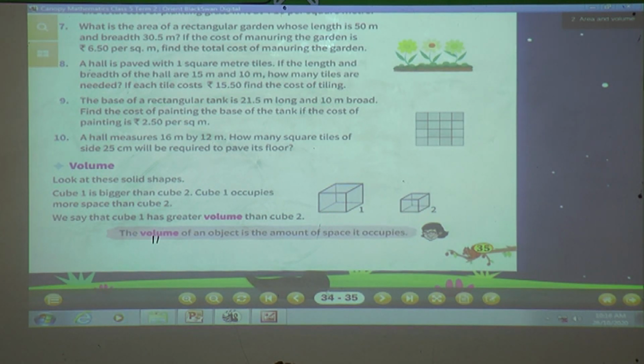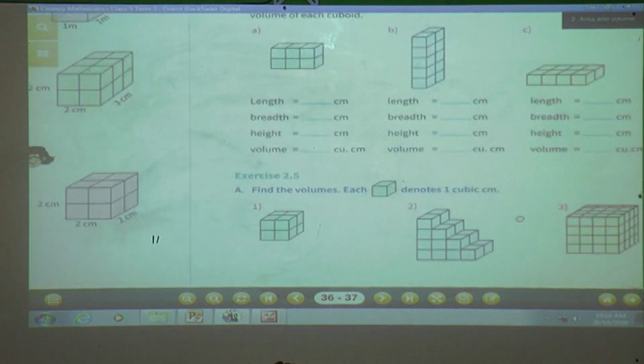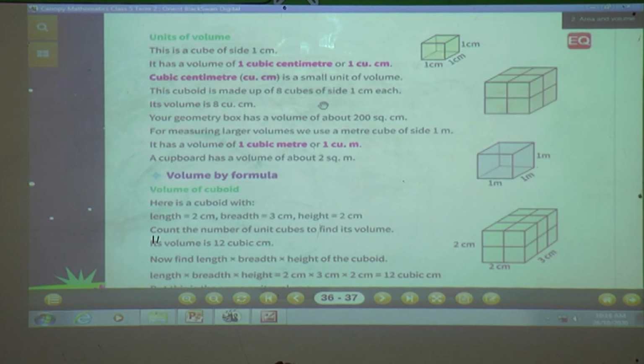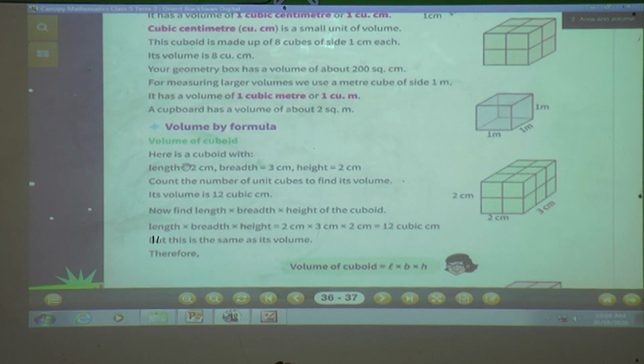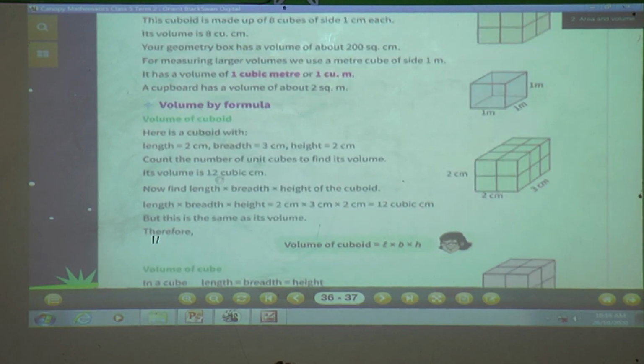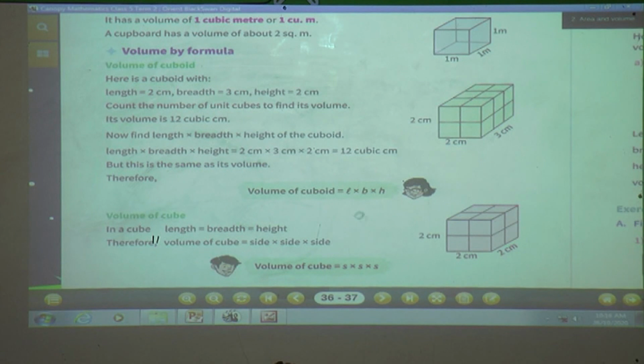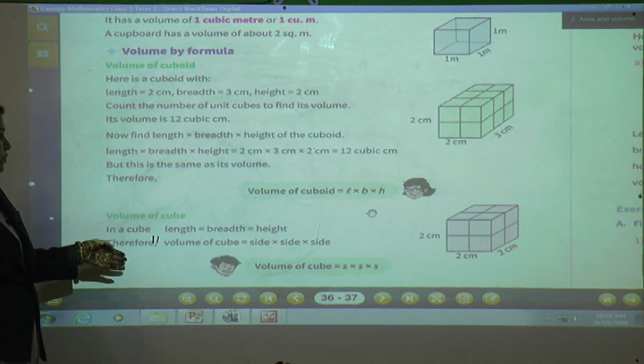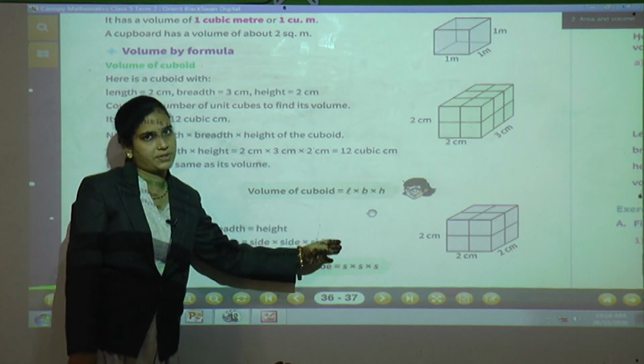See, unit of volume on page number 36. Here, see, volume, we write the unit for the volume as 1 cubic centimeter or 1 cubic meter. Now volume by formula. Here, volume of cuboid. See students, formula of volume of cuboid is L into B into H, length into breadth into height, and volume of cube, side into side into side.